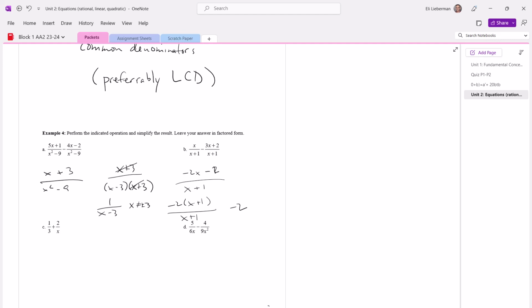The puppies appreciate it. x for number 2 can't be equal to negative 1.